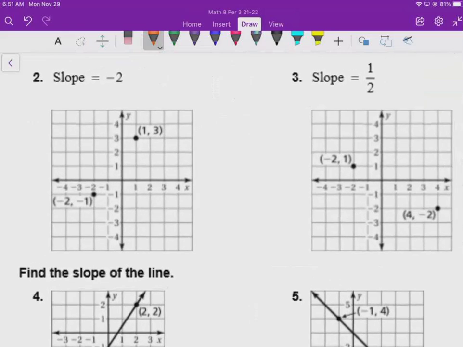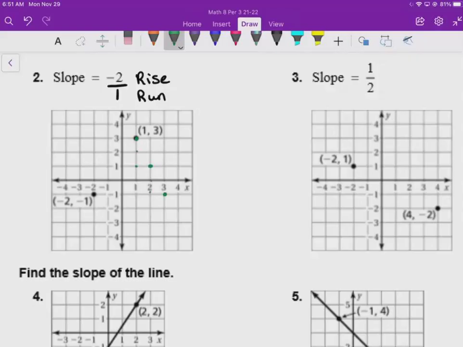So slope, here's where you have to remember every whole number has a denominator of 1. So that means I have a rise of -2 and a run of 1. So we're going to go to the 1, 3 first. If our rise is -2, that means I go down 2, right 1, down 2, right 1.